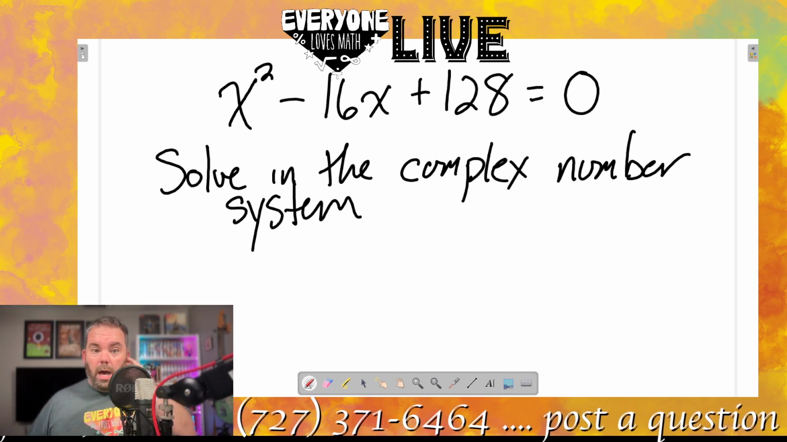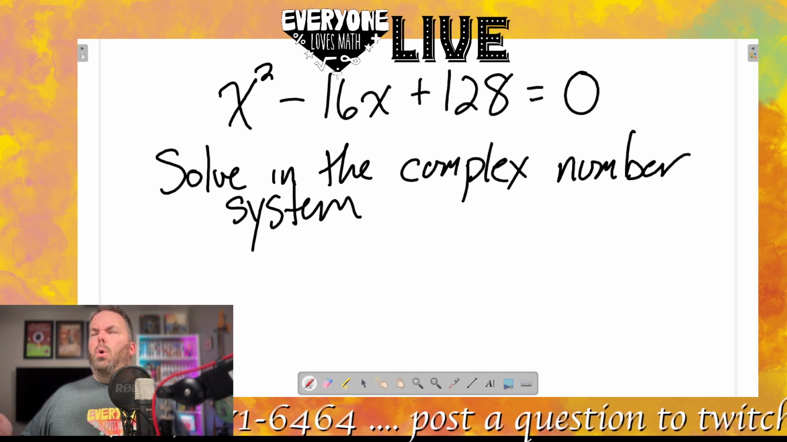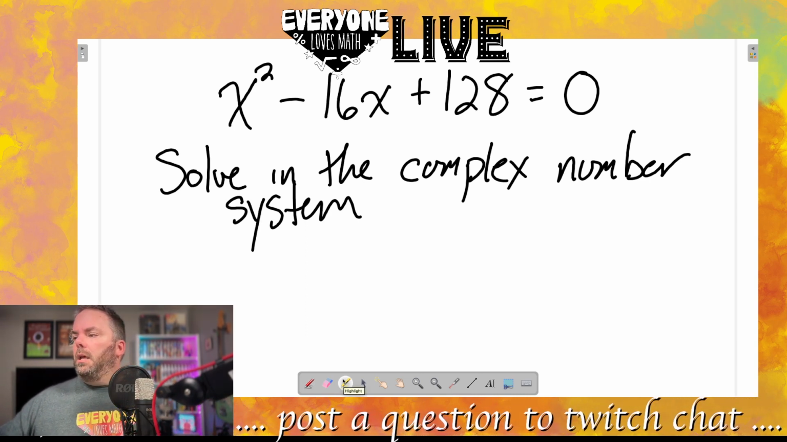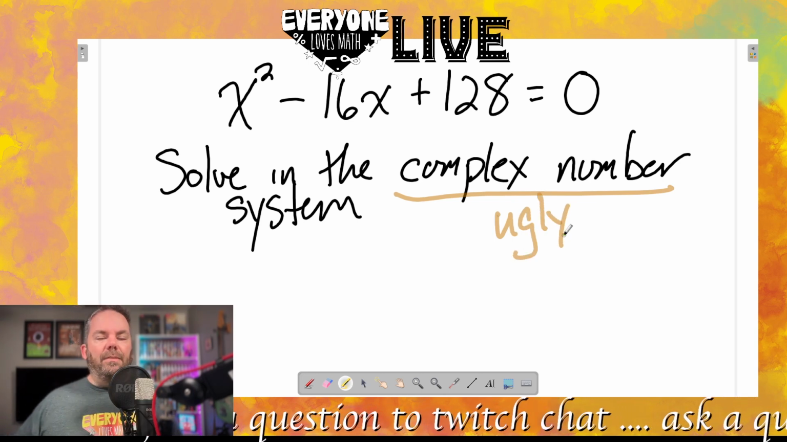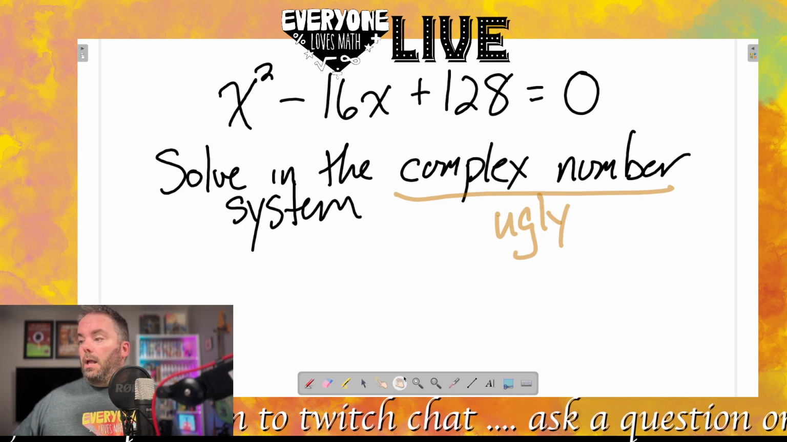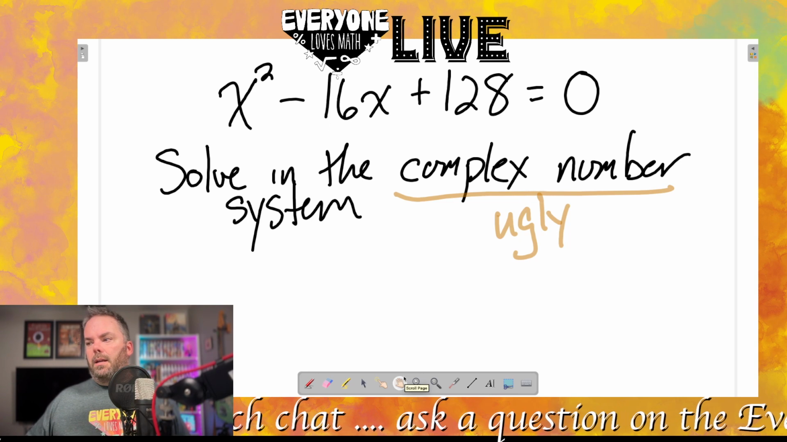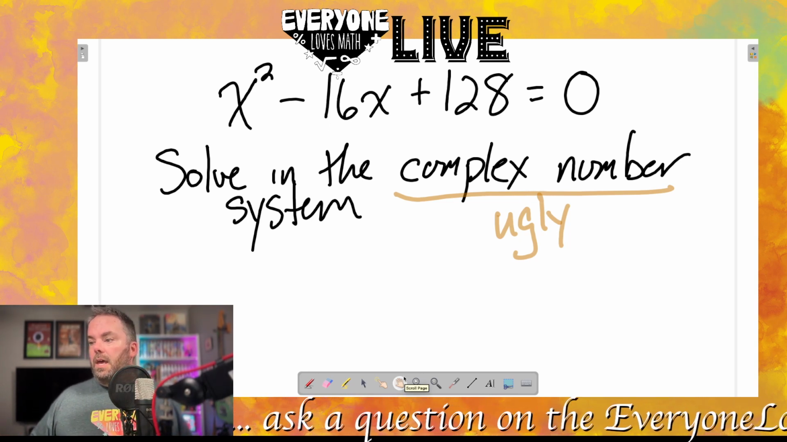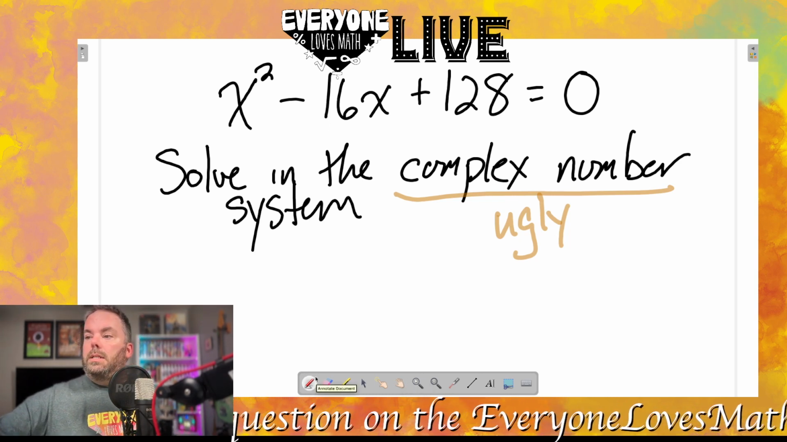So here's my thing. In this problem, they didn't tell us how they want us to solve it. So I'm going to go with a hunch. I'm going to go with the hunch that this whole complex number thing, I just have a feeling it's going to be ugly. If I have a feeling it's going to be ugly, then maybe I just do the quadratic formula and start there. And the quadratic formula can handle ugly, right? So let's do that.